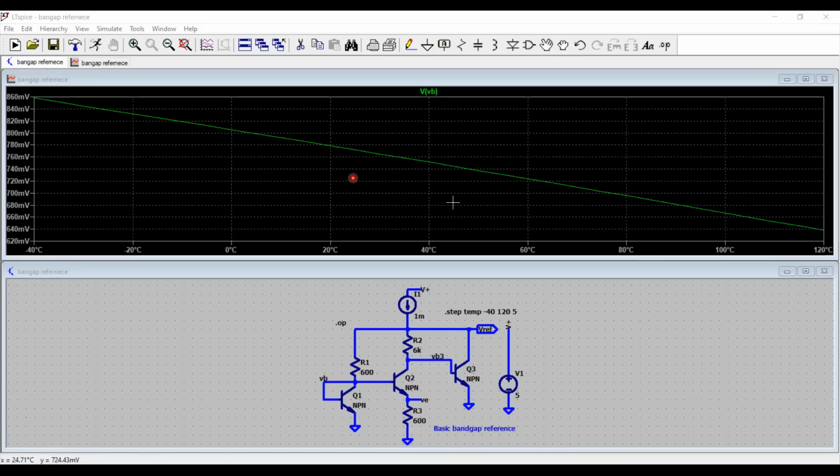this voltage drops, and the slope of this tells me this has a TC of about minus 0.3 percent per degree centigrade, or I can say it has a value of -2 millivolt per degree centigrade. So for every degree centigrade rise in temperature, my voltage drops, which is the VBE of transistor 1. Okay, now on the same plot, I would like to plot the difference between VB1 and VB2.